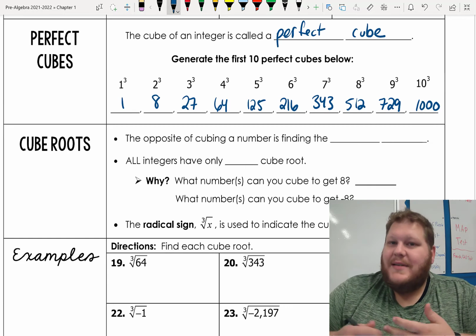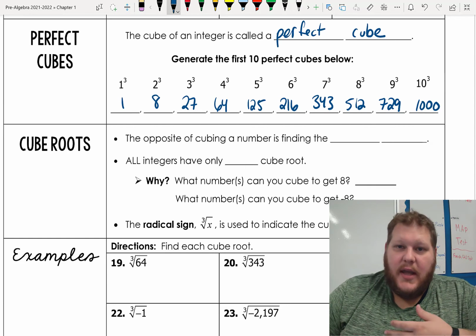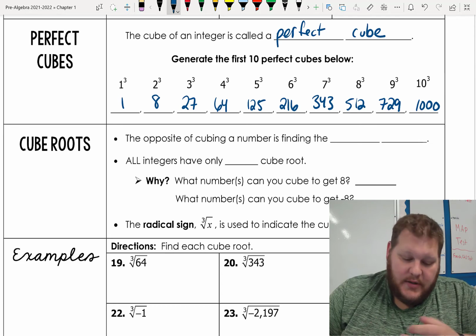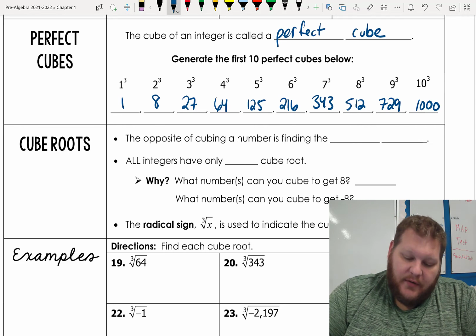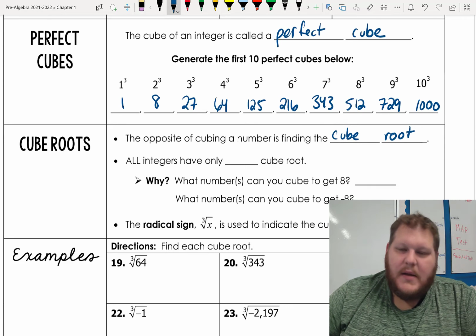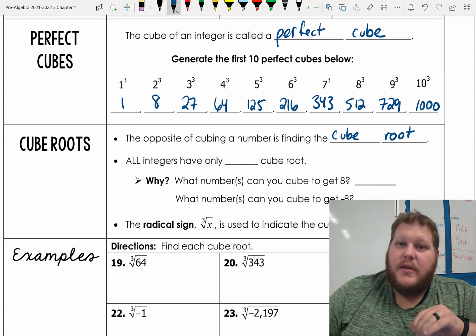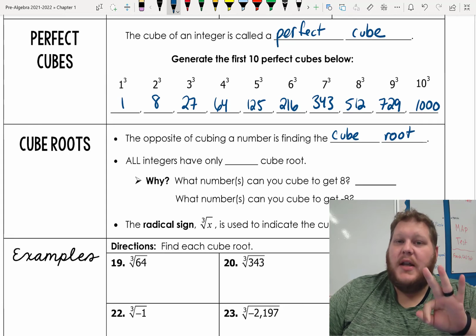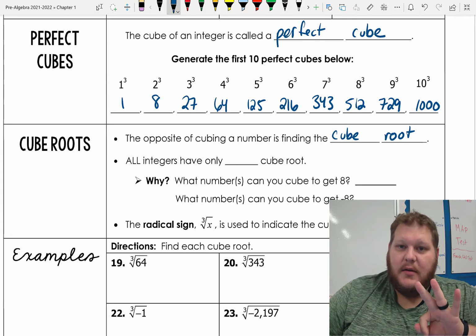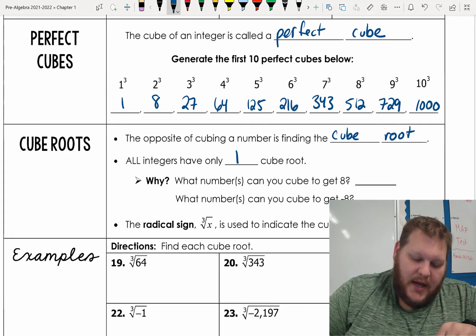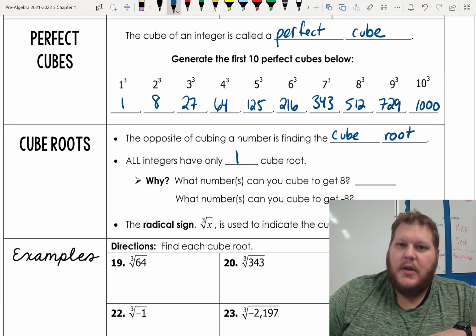So cube roots, same idea as square roots. It's just looking at perfect cubes instead of perfect squares. The opposite of cubing a number is finding the cube root. Now a little bit different, because with cube roots we're multiplying 3 of the same thing together, all integers only have a single cube root.